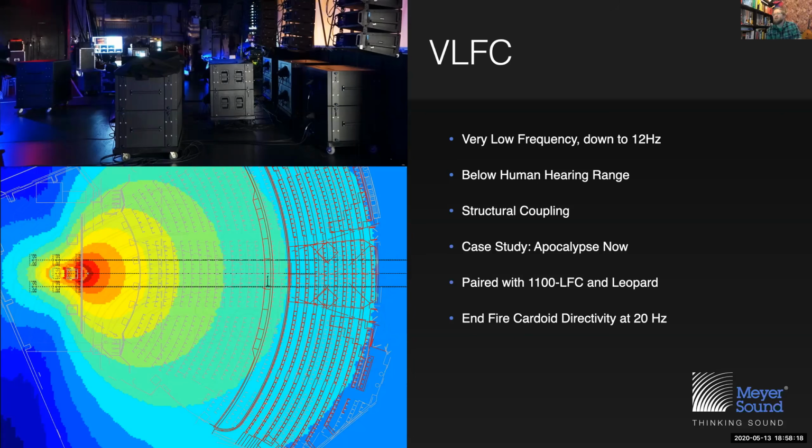So that worked out really well, and it was fun to review this with Ryan, actually. And above there in the photo, you can kind of see how that ended up looking in real life. Just a field of subs spaced interestingly, but it provided a very, very low frequency response. And there are 12 VLFCs in this configuration and 6 1100s.